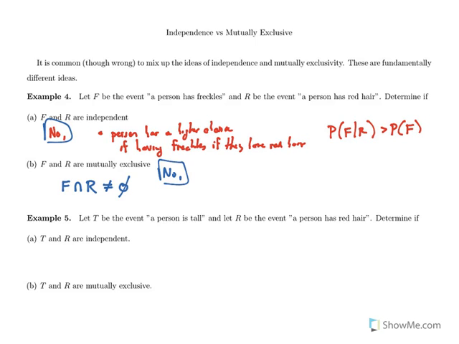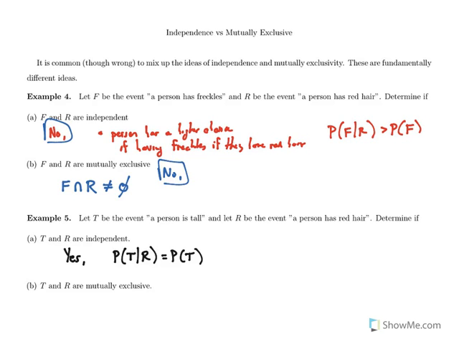So let's do this again. Let T be the event that a person is tall, and R be the event that a person has red hair. Determine if T and R are independent events. And here they are going to be independent because the fact that somebody has red hair does not affect the fact that they might be tall. Or at least I am unaware of that relationship, but we're going to just say that these two things do not affect each other, the fact you're being tall based on the fact that you have red hair, or vice versa.